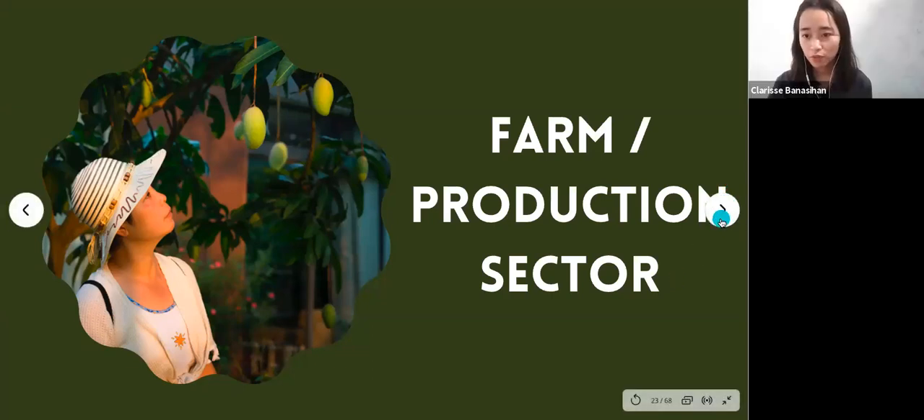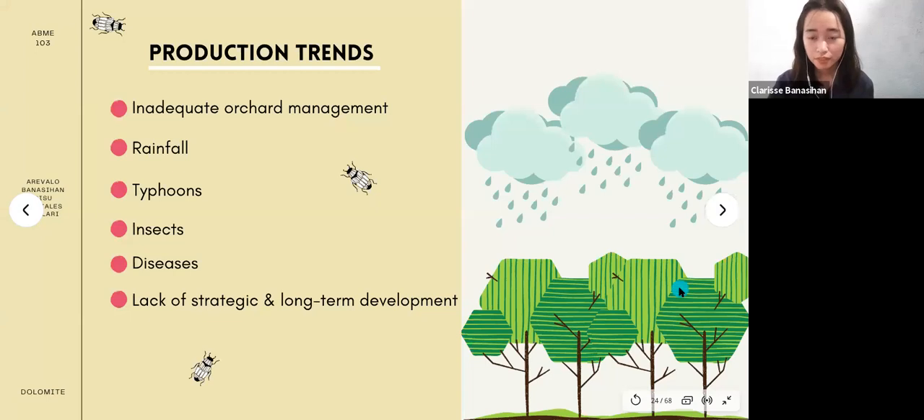And now let's move on to farm production of mango commodity. Next. There are numerous factors that add to the mango production trend, and these are inadequate organ management, rainfall, typhoons, insect pests, and diseases. The most significant explanation is the lack of strategic and long-term research and development efforts.